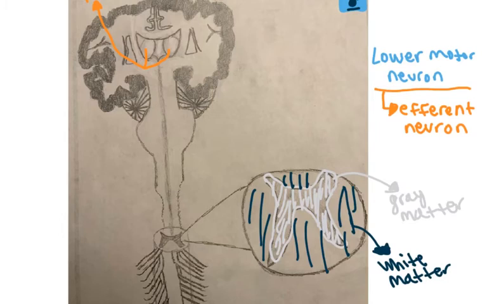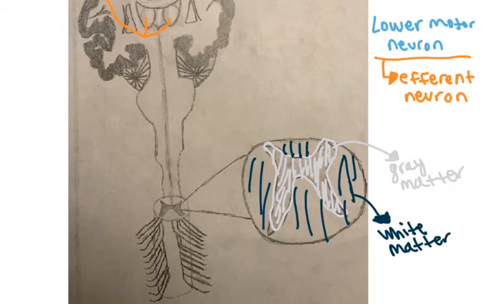What we see here is that we have a lower motor neuron that actually leaves the spinal cord and goes and terminates, or synapses, on a skeletal muscle. That's why it's called an efferent neuron. An efferent neuron leaves the spinal cord and goes and synapses. In this case, this particular efferent neuron, which is a lower motor neuron, will go and synapse on a skeletal muscle. So let me show how this looks.